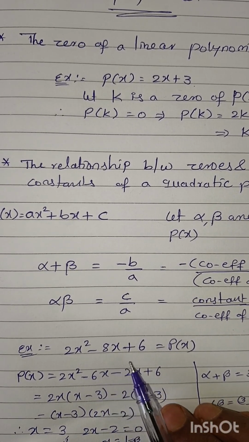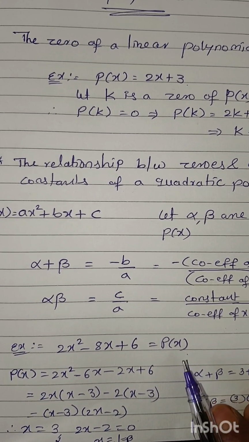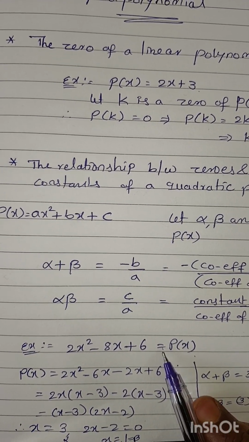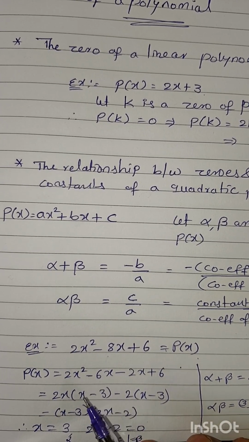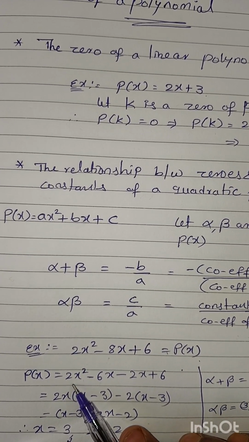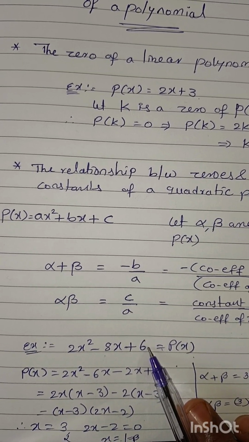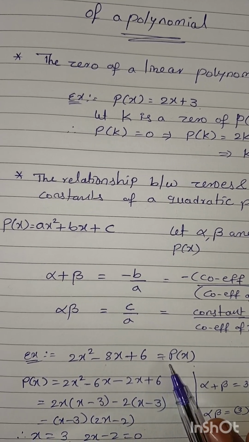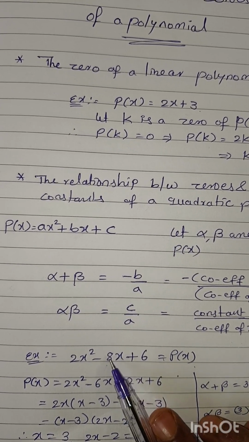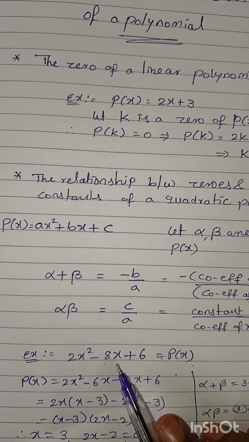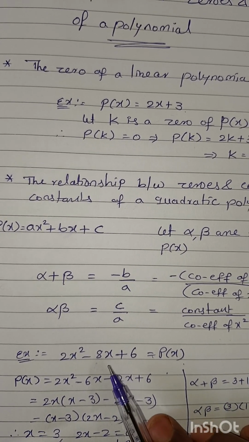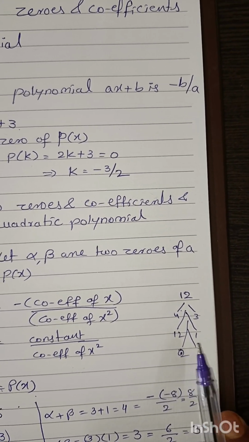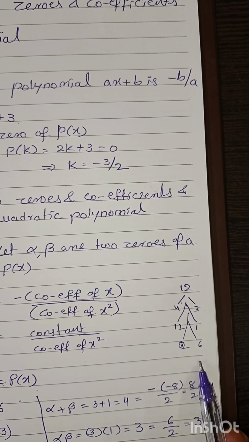So example, 2x square minus 8x plus 6 equal to p of x. This is one quadratic polynomial. First find the zeros of this polynomial. Here the x square coefficient is 2 and the constant is 6. So 2 times 6 is 12. We want to write 12 to get the middle term. So how can we write 12? 12 equal to 4 times 3, 12 times 1, 2 times 6.